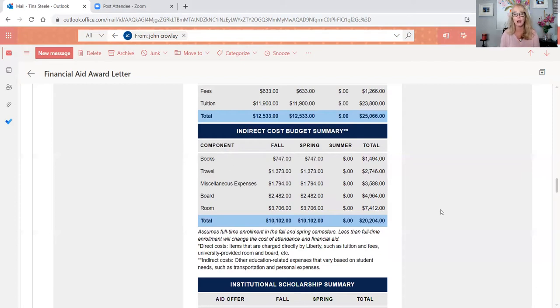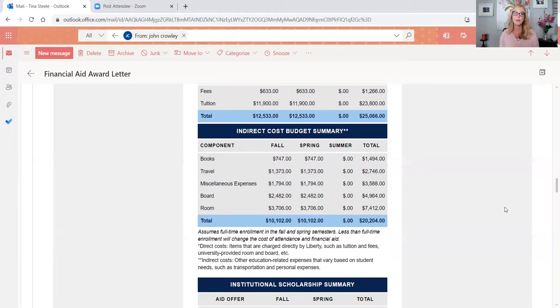With board, you have the option of doing one meal a day, two meals a day, or three meals a day, which is going to change the cost of what board is. And then room would be the dorm charges. So between room and board at this particular college, it's about $13,000 for the year.